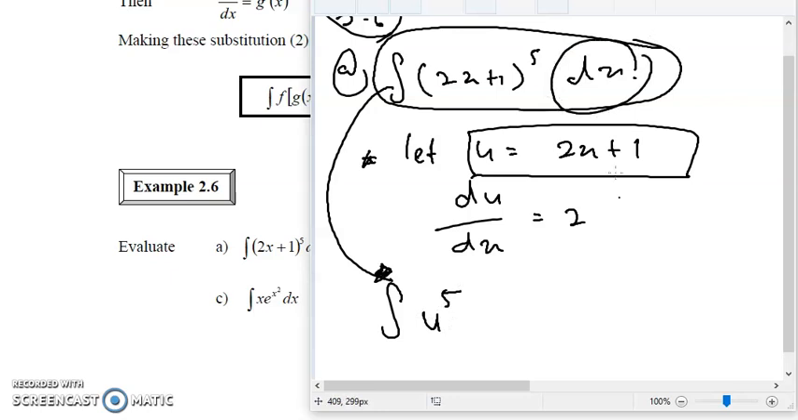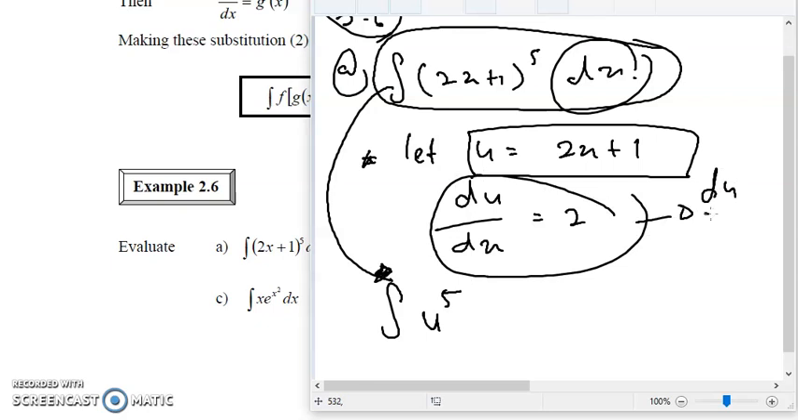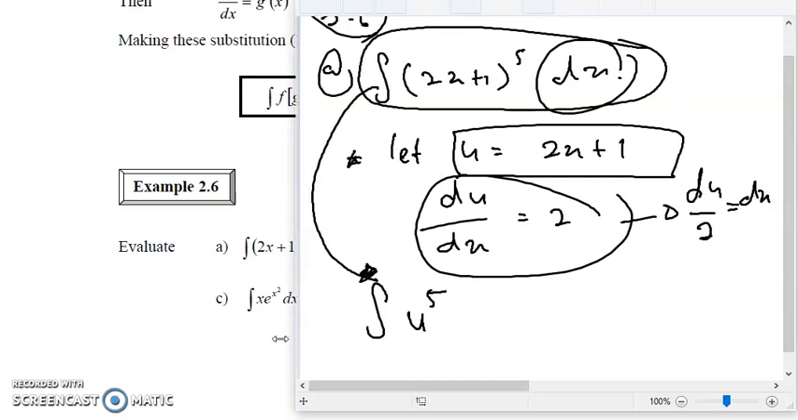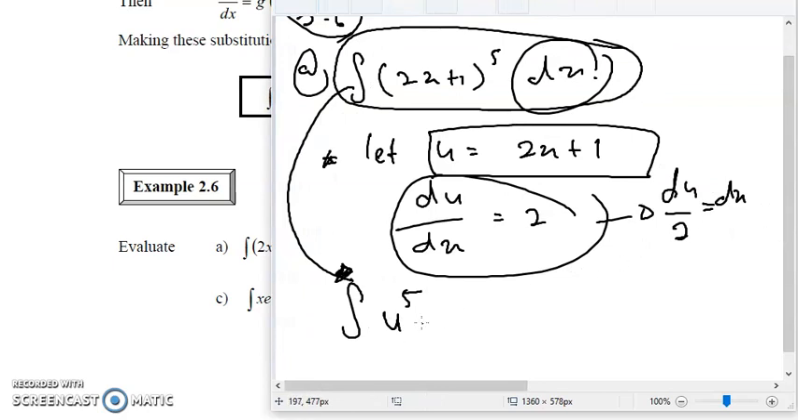And what is your dx? We get it from here: du over 2 is equal to dx. You want to substitute the dx, right? So dx is du over 2, so put it here, du over 2. Then the next step: this is 1 over 2 du actually, so you can put the 1 over 2 outside, and you'll have u power of 5 with respect to u.